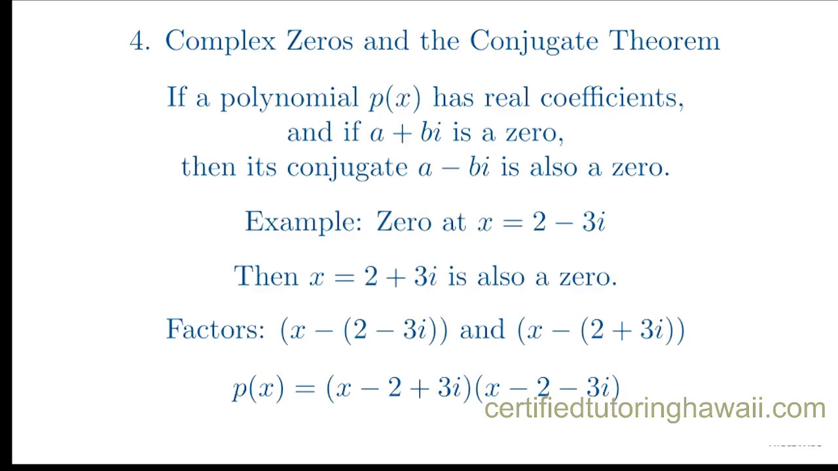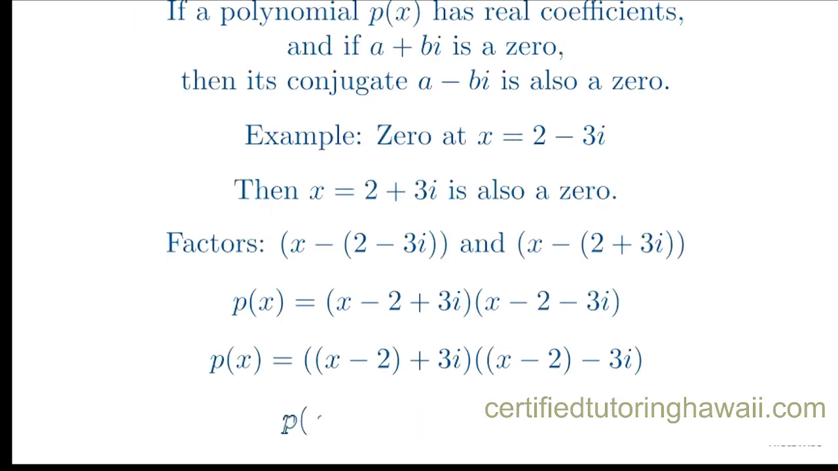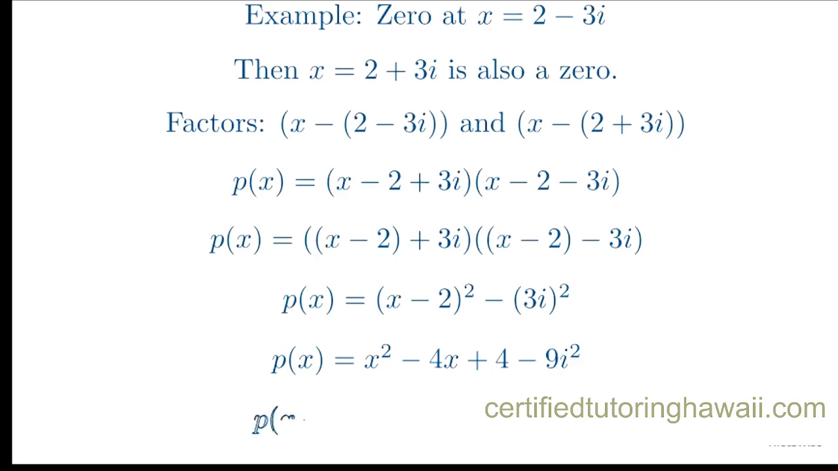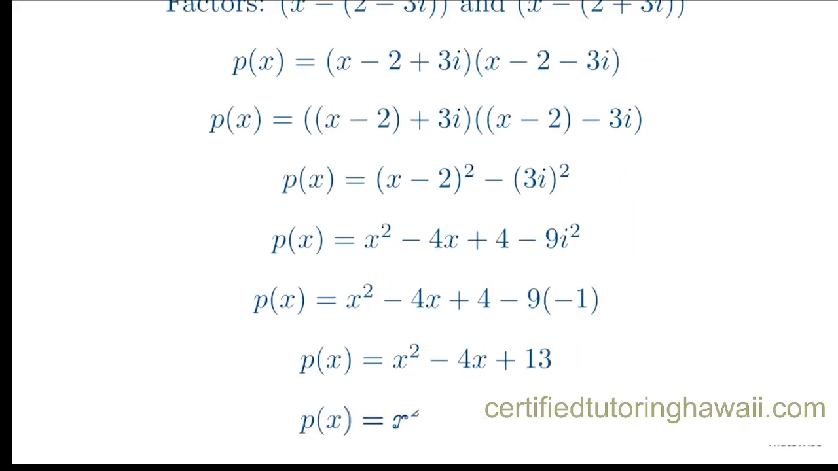Let's multiply this out. We can group the terms as x minus 2 and the imaginary part. This looks like a difference of squares, (a plus b)(a minus b). This simplifies to (x minus 2) squared minus (3i) squared. Expanding that gives us x squared minus 4x plus 4 minus 9i squared. Since i squared equals -1, this becomes x squared minus 4x plus 4 plus 9, which is x squared minus 4x plus 13. And look at the result.